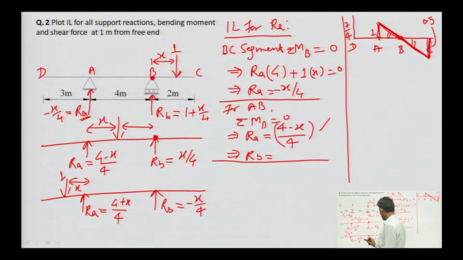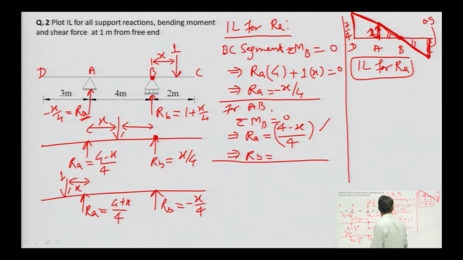And here, check the slope. The slope is 1 by 4. So this line is extending to this. This will be a straight line due to the same slope. And this value is unit displacement. Here at support A, unit displacement has been provided. So this is the IL for RA.